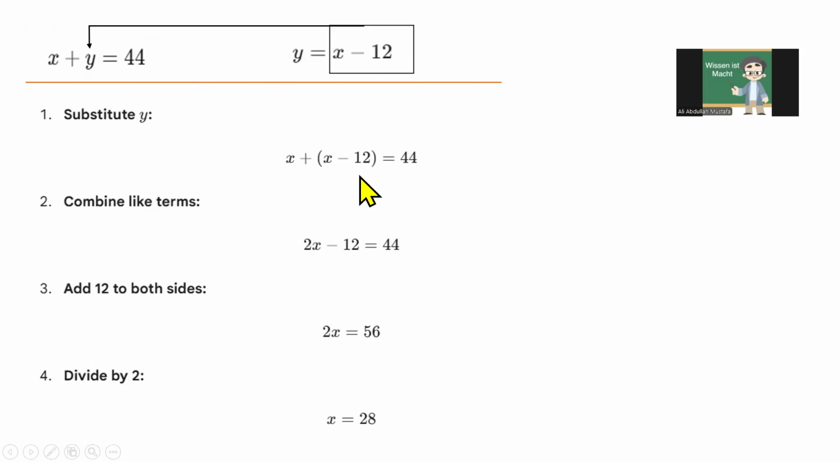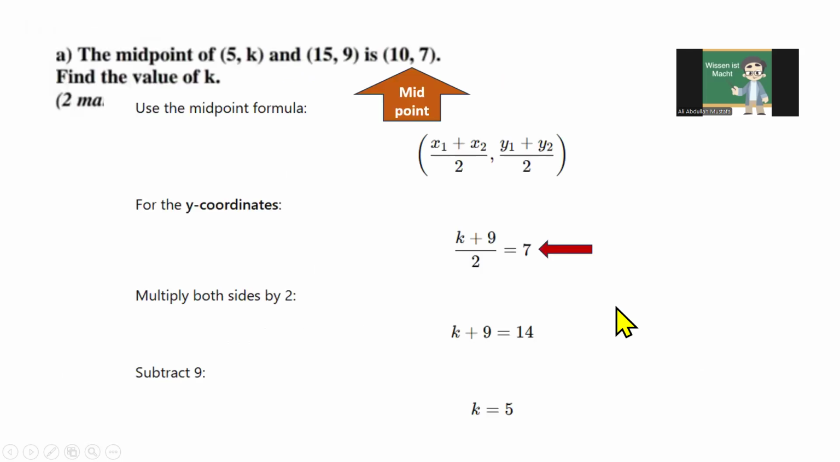Combining the like terms, this is x plus x minus 12, 2x minus 12. We put minus 12 on the other side, 60 divided by 2, x equals 28. This is the way how you do it. The important thing is to write these equations very correctly, and then you substitute one of the variables in the other one, in the second equation, to find the value.